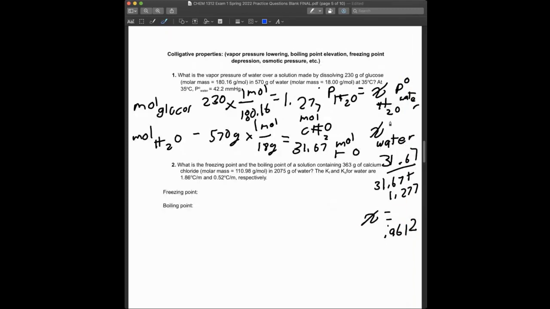And so just to plug into this formula, let's do that in a different color. We have blue right here. So this is going to be 0.9612, and we have this, which is 42.2. Multiplying it together, we should get our answer. The vapor pressure of water in this situation is 40.56 mmHg.